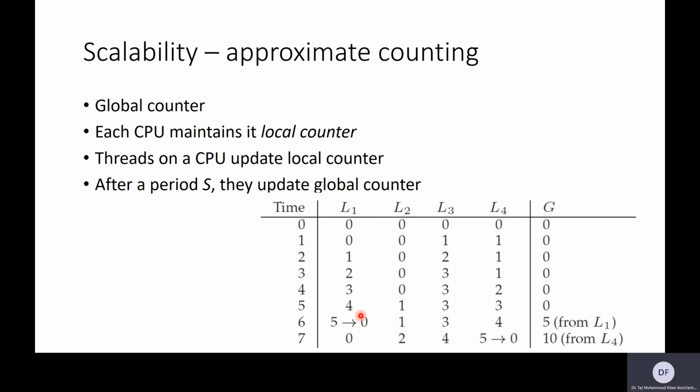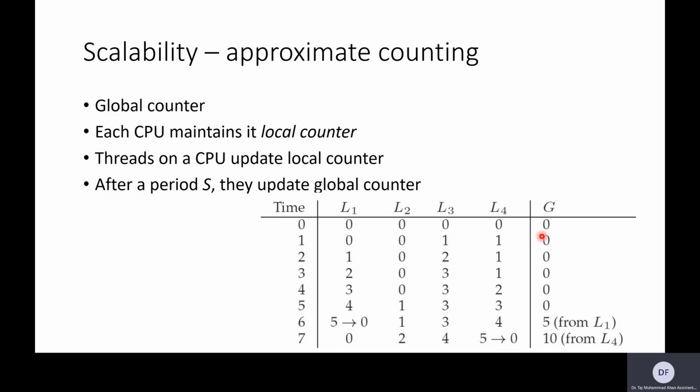And L1, after giving all this information to the global counter, starts from 0 again, okay, to accumulate local information or increment the local variable locally. Similarly, L4, after some time, will reach 5, and then it will also transfer its information to the global counter and start from 0 again. Similarly, L2 and L3 will do the same when they reach 5. So you see, the counting is being done locally in a distributed fashion. But after some time, this information is transferred to the global variable, and the global variable gets updated.